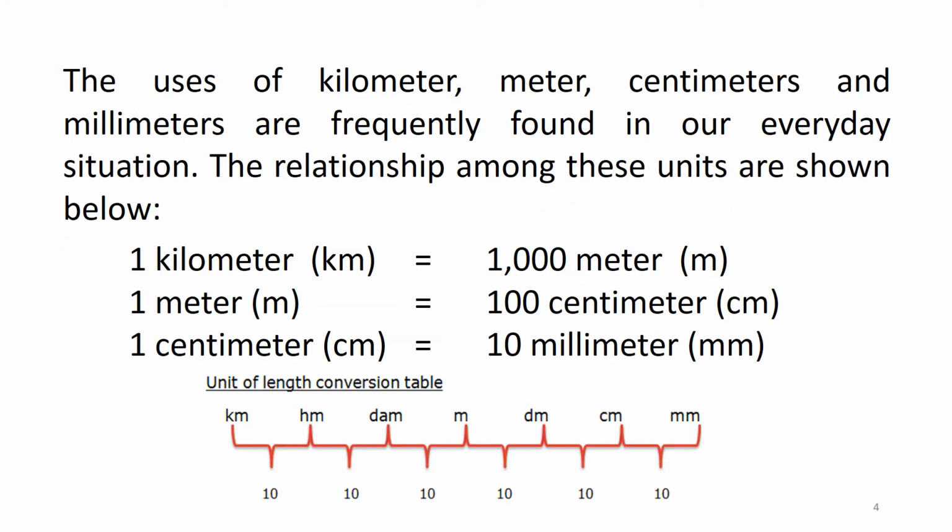The uses of kilometer, meter, centimeters, and millimeters are frequently found in our everyday situation. The relationship among these units are shown below. 1 kilometer equals to 1000 meter, 1 meter equals to 100 centimeter, 1 centimeter equals to 10 millimeter.